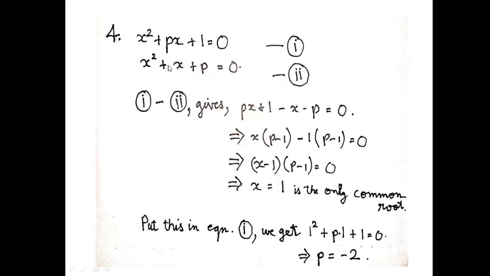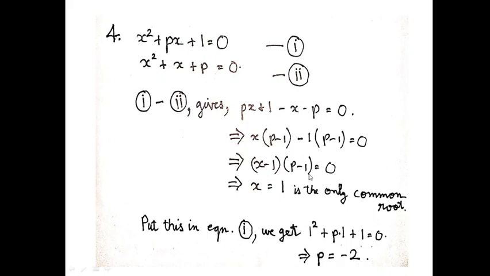Okay. And for how many real values of p do the equations x square plus px plus 1 and x square plus x plus p have exactly one root? See what we do here, we subtract both the equations, because then the x square terms will cancel out and we will be left with only one value of x, and that would give exactly one common root. See, 1 minus 2 will give you px plus 1 minus x minus p, which on simplifying you will get x minus 1 into p minus 1 is 0.